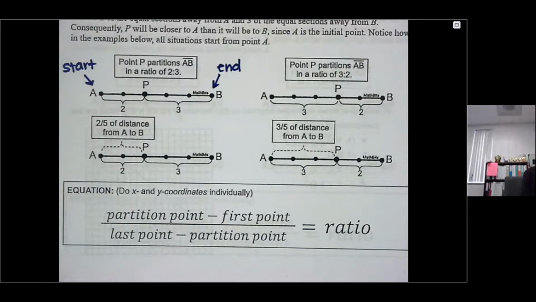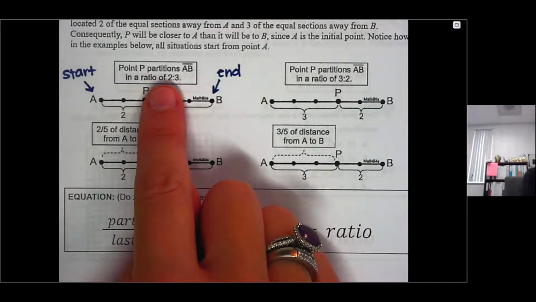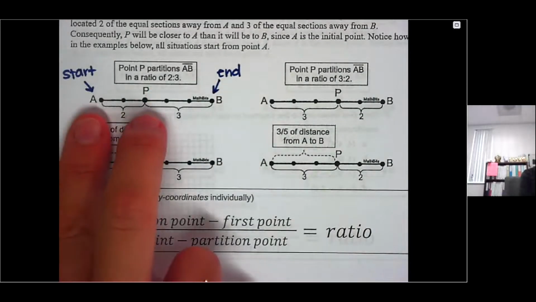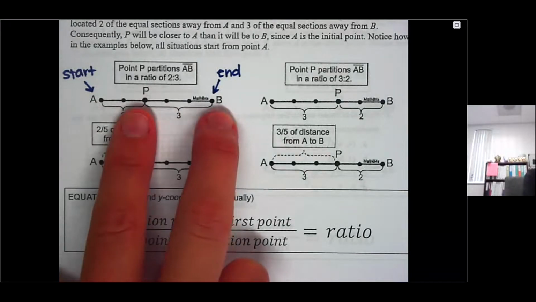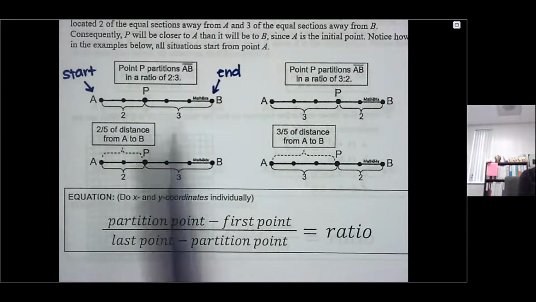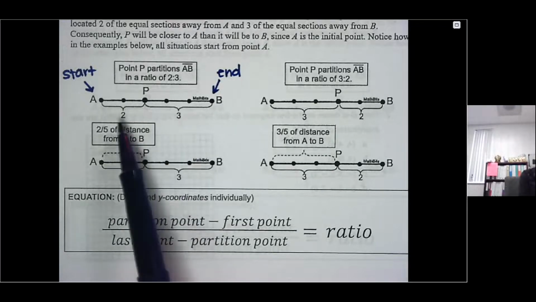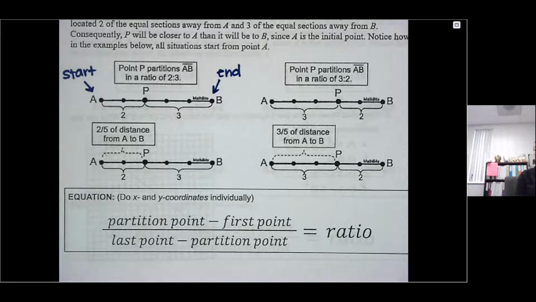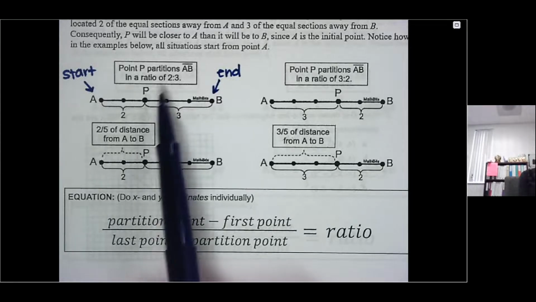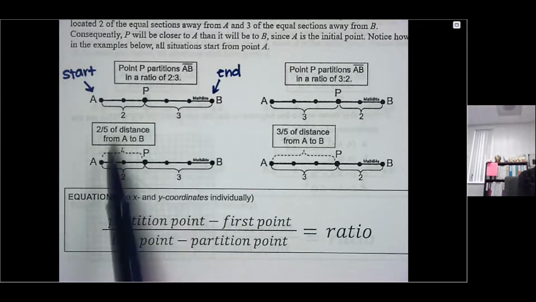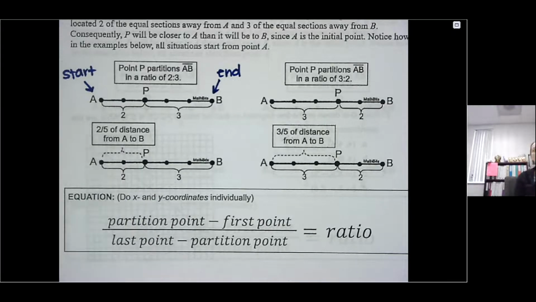So if I say it has a ratio of 2 to 3, that means from A to P there are 2 pieces, and then from P to B there are 3 pieces. In total, that's 5 pieces: 2 plus 3 gives you 5 pieces in total. So a ratio of 2 to 3 has a fraction of 2/5. You're 2/5 of the way to the end of the segment.